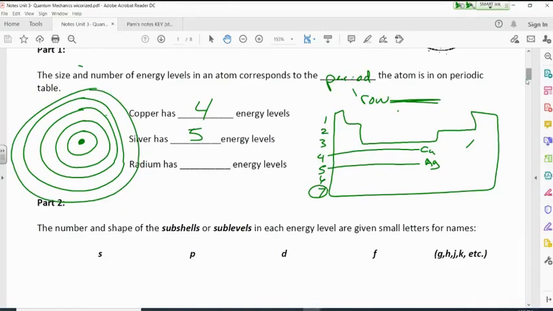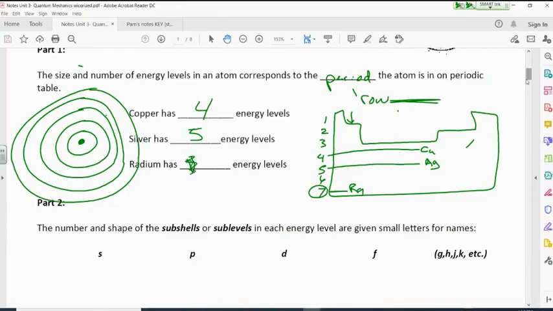Its electrons would be further away from the nucleus. And then we have radium. Radium is all the way over here in column 2, but in row 7. So it's one of our biggest atoms on the table. Not the biggest, but one of the biggest.